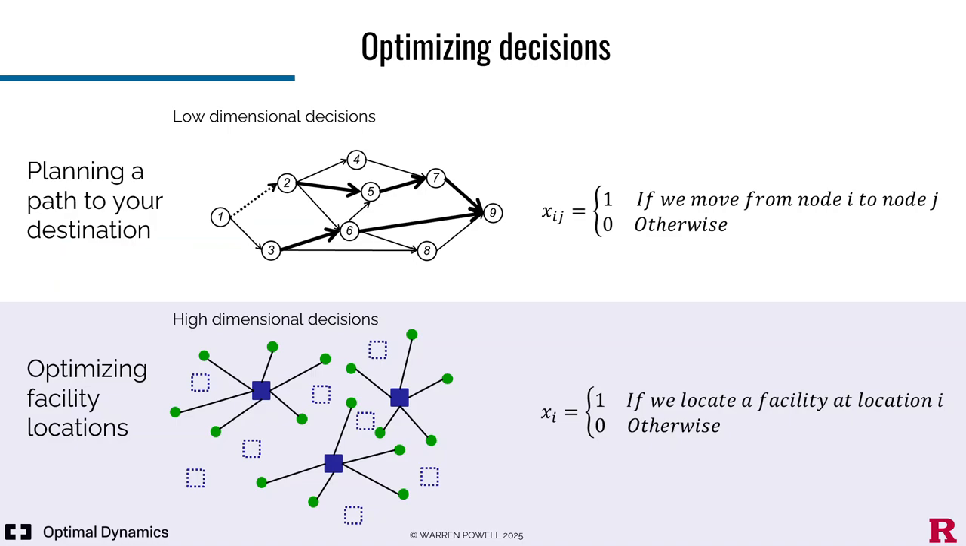Now, let's take a simple problem of finding the best path through a network. I might be at node 2, and I can go to nodes 4, 5, or 6. I want to find the best one. This is the shortest path problem.